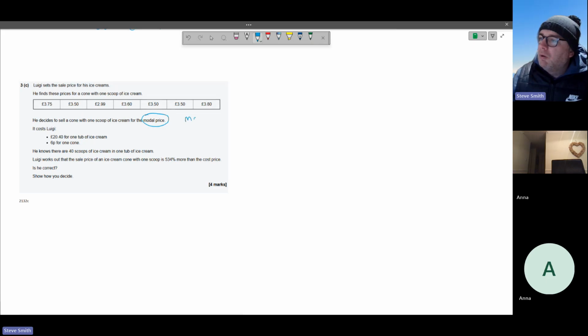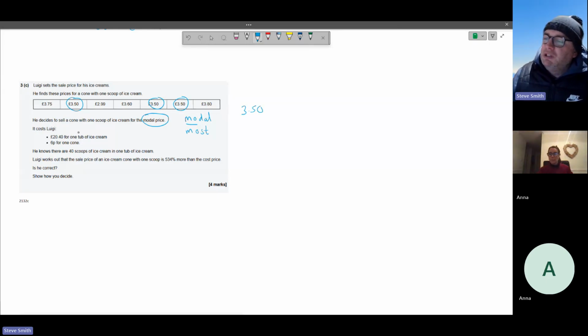Again, modal is MO, as in most. Modal is most common. We're looking for the most common price. We can see here that £3.50 appears 3 times. So £3.50 is the modal price.